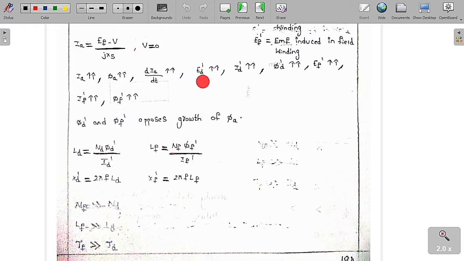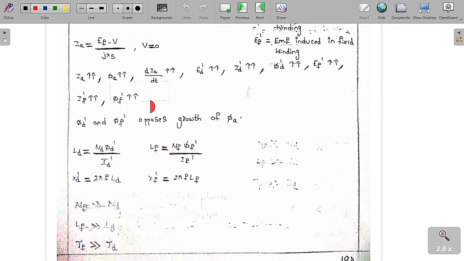So E dash is the EMF induced, and it will increase, because whenever the flux increases, this E dash will also increase. Therefore, a certain rise of current will also be present in the damper windings, so the damping flux will also increase. Similarly, the EMF induced in the field winding will also increase, and the current in the field winding will also increase, and the flux because of the field winding will also increase.